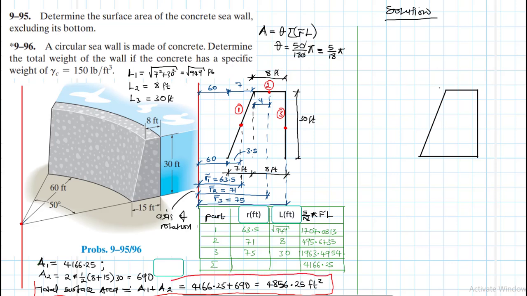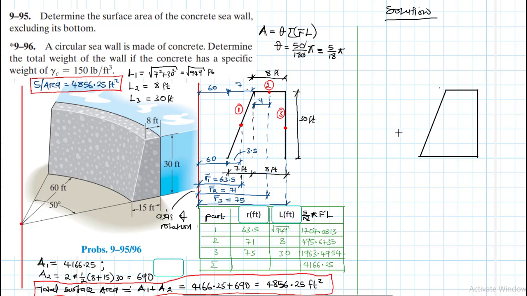This is the total surface area for the first part. So surface area is equal to 4856.25 feet squared. So this is the surface area. Okay, this is the surface area. So we need to find the rest.